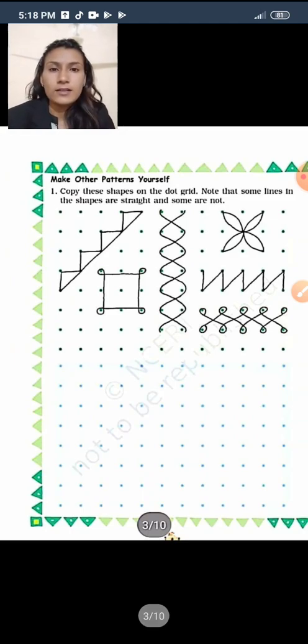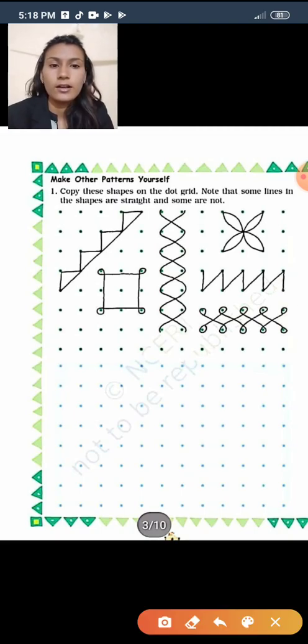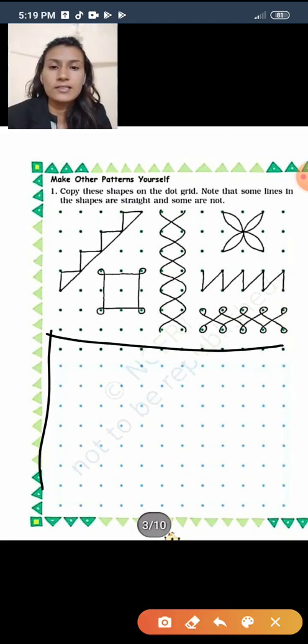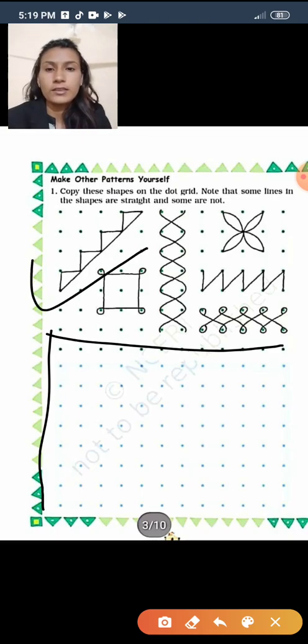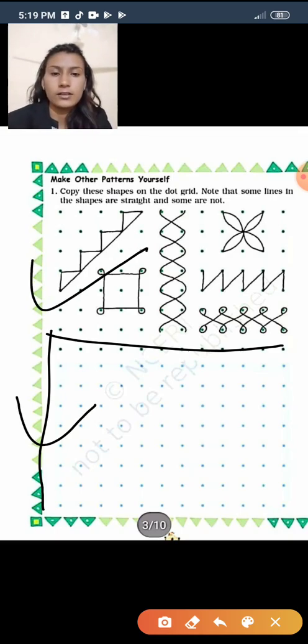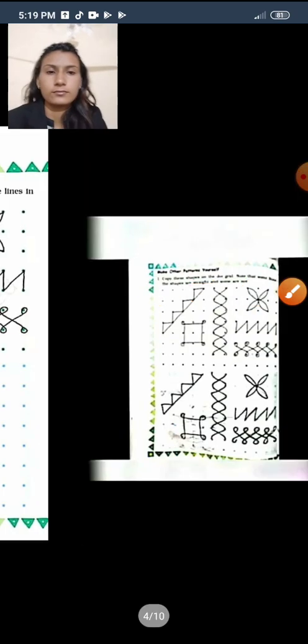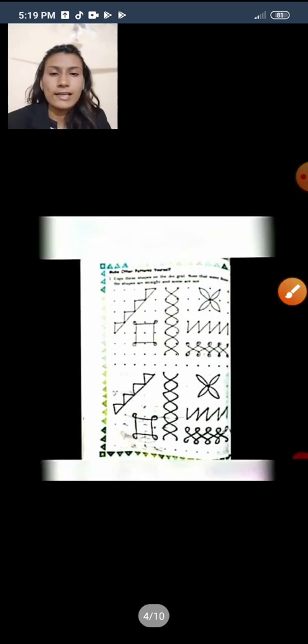Make other patterns yourself. Copy these shapes on the dot grid. Note that some lines in the shapes are straight and some are not. Now here in the given place, you have to copy this pattern in your textbook. It will look like this.